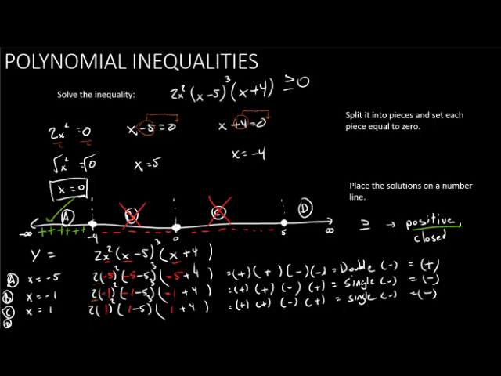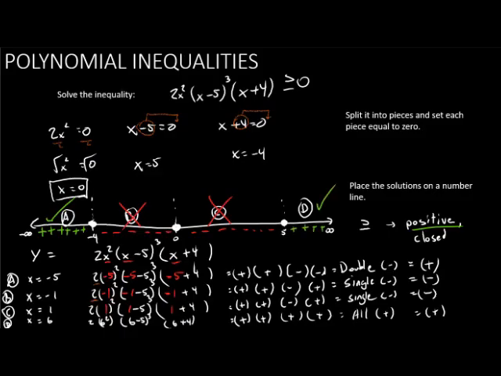Now finally, we'll do region D. Let's pick a number greater than 5, and we'll use 6. We'll have 2 times 6 squared times (6 minus 5) to the third power, and then 6 plus 4. The 2 in front is positive. 6 squared is 36, which is positive. 6 minus 5 is 1. Raised to the third is still 1, so that's positive. And 6 plus 4 is also positive. This gives us all positive answers. Therefore, our final answer for region D is positive. Since we are looking for positive answers, region D will be part of our answer.